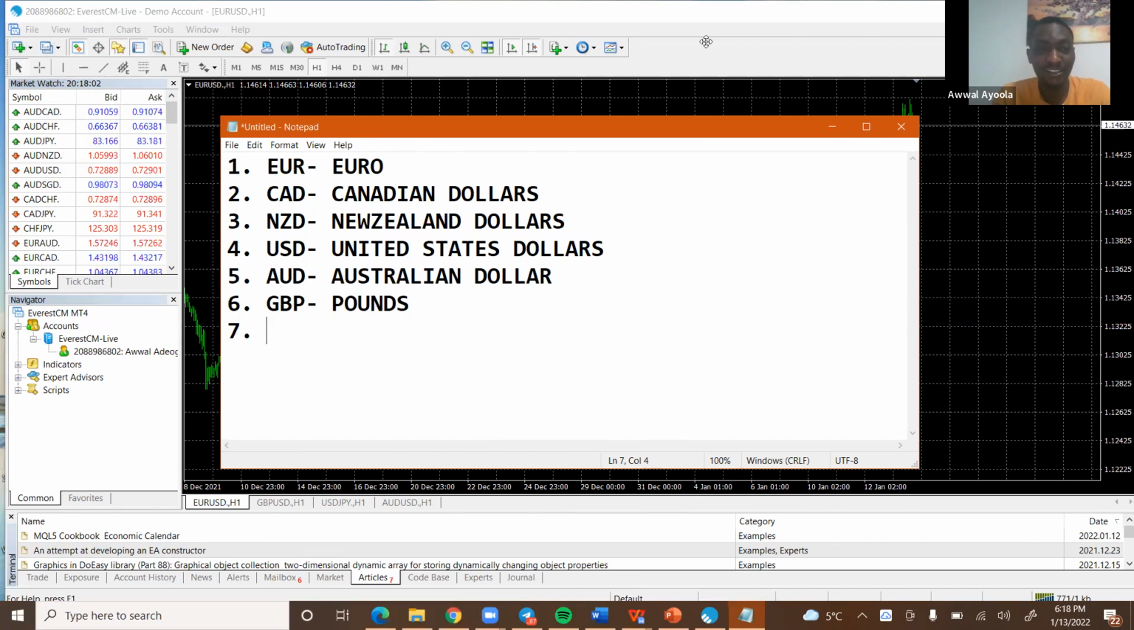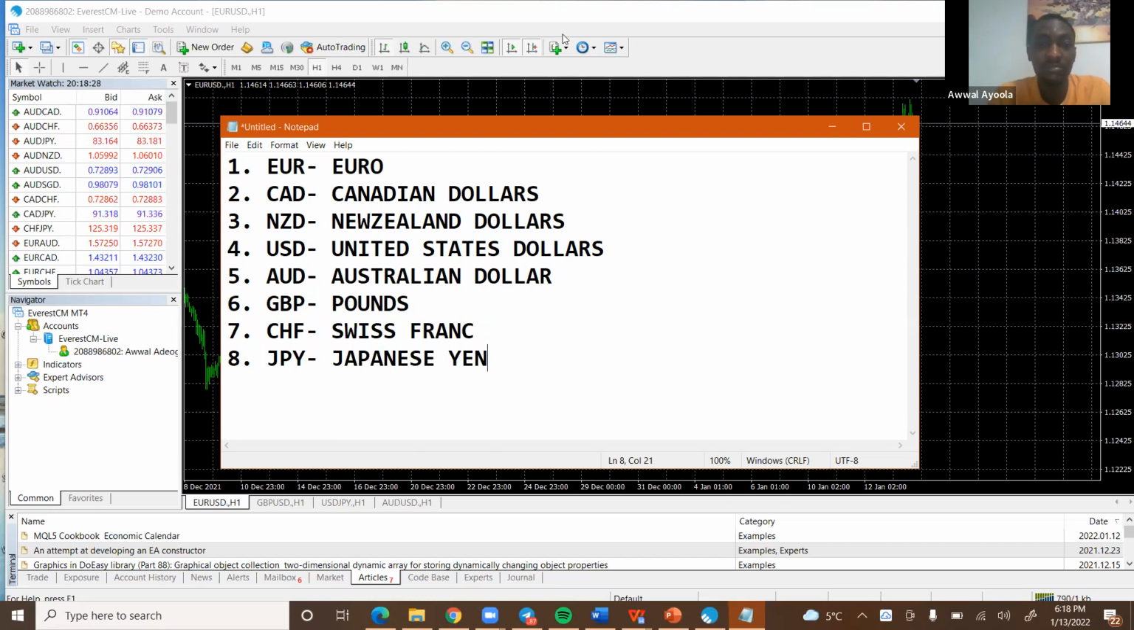Guys, give me the other currencies. Yeah, we have CHF, that's the Swiss franc. And the 8th one is JPY, Japanese yen. So these are the 8 major currencies that are traded on the market.